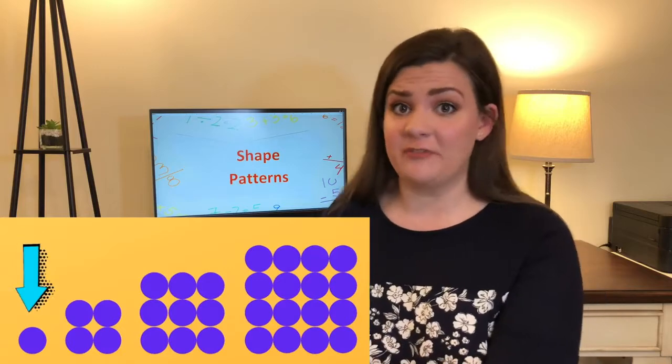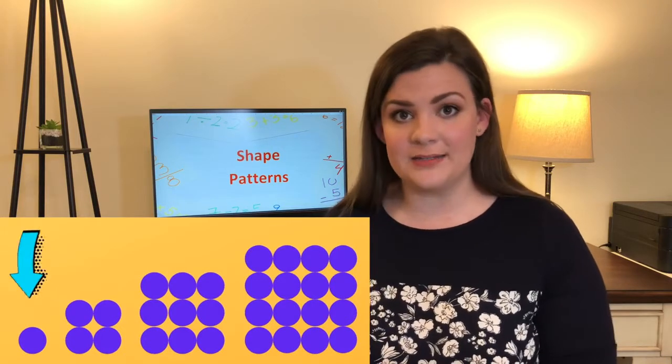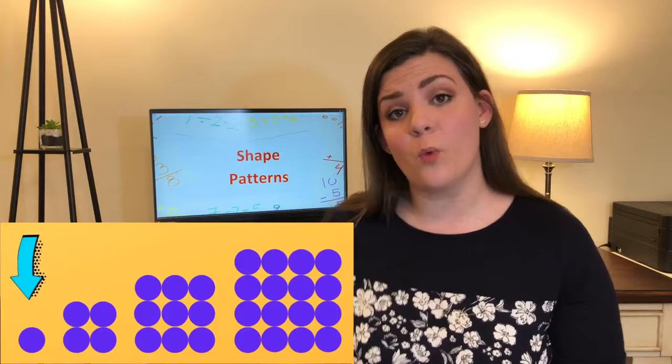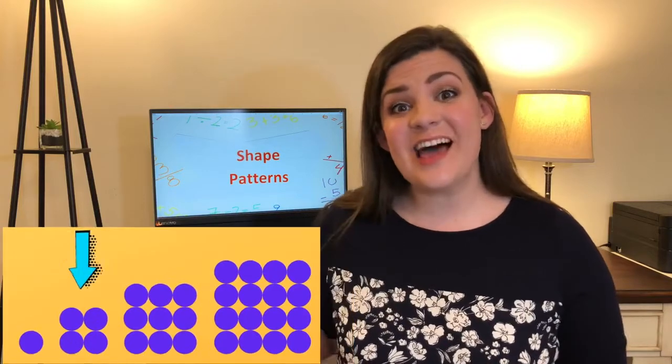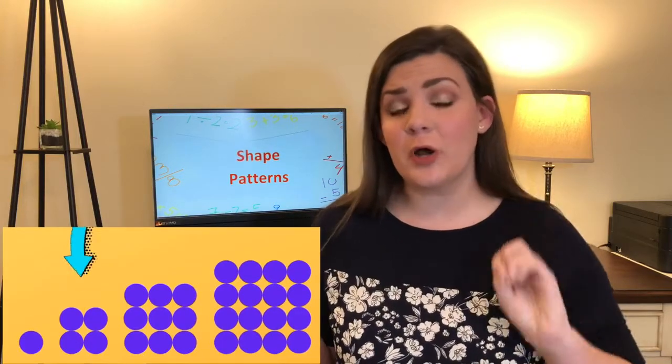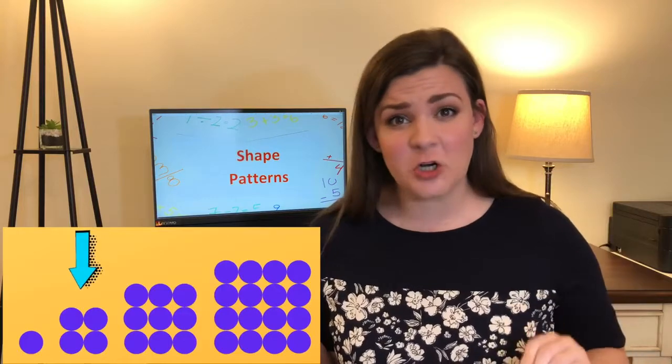Look at the first term of this pattern. It's a circle all by itself. We could say that this is one row and one column of a circle. The next term in this pattern has 2 rows and 2 columns, still made up of circles but creating a square shape.